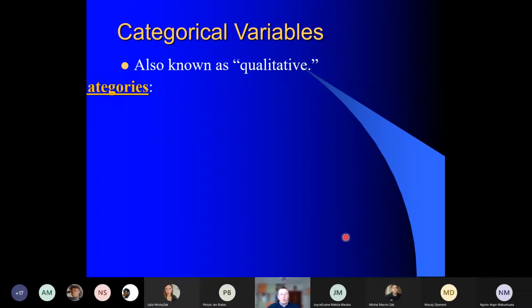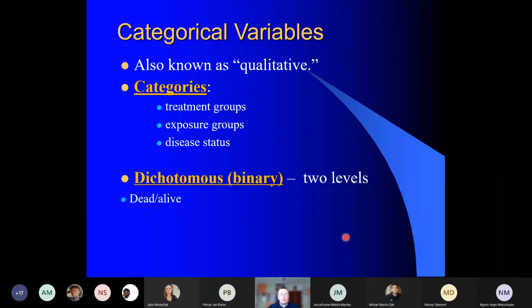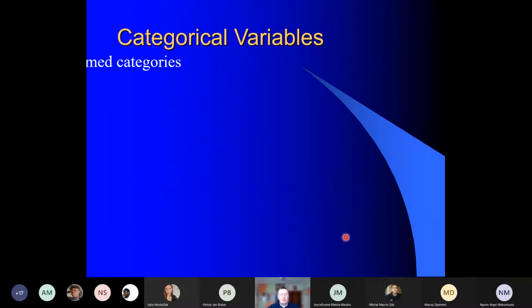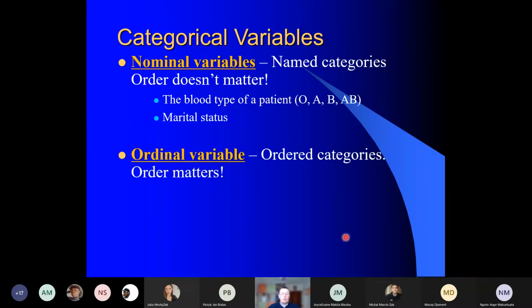Okay, so categorical variables could be seen as treatment group, exposure, disease status. They could be dichotomous or binary, which have two levels: treatment or placebo, yes or no, exposed, and so on. So you can do nothing, only admit that the value equals or does not equal a given value. With nominal variables, we have ordered categories, but order does not matter. It's like a patient's blood type, marital status. But for ordinal variables, order matters.